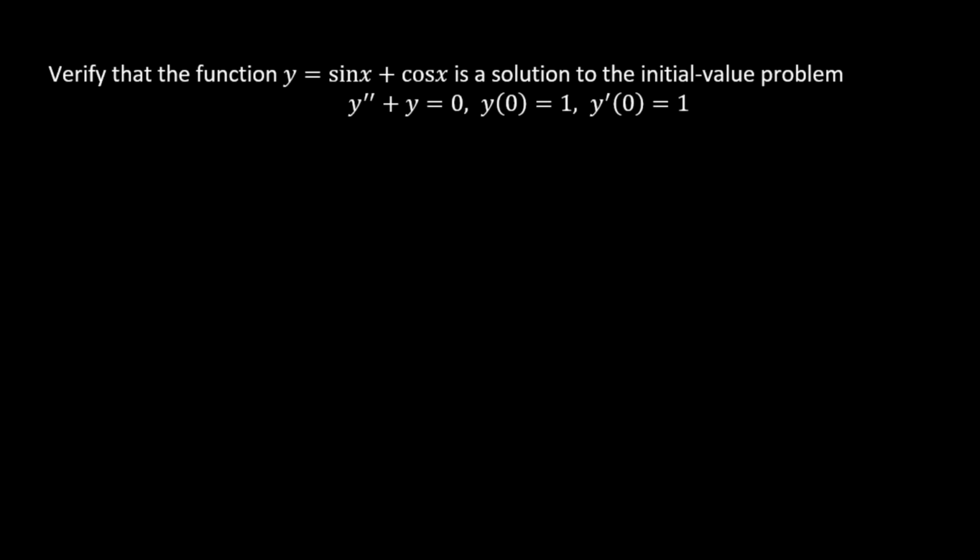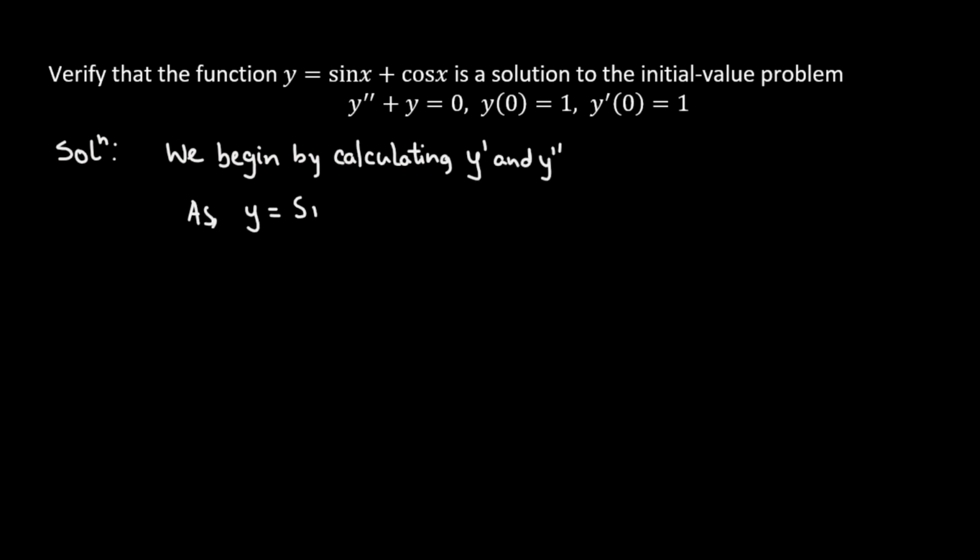Verify that the function given by y equals sin x plus cosine x is a solution to the initial value problem y double prime plus y equals 0, with the initial conditions y at x equals 0 is 1 and the derivative of y with respect to x at x equals 0 is 1. For a function to satisfy an initial value problem, it must satisfy the differential equation including the initial conditions. So we begin by calculating y prime and y double prime.